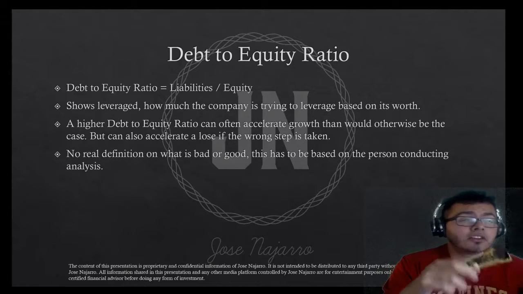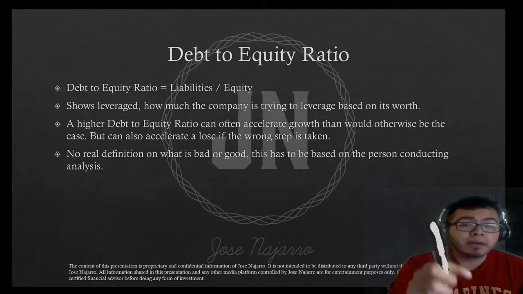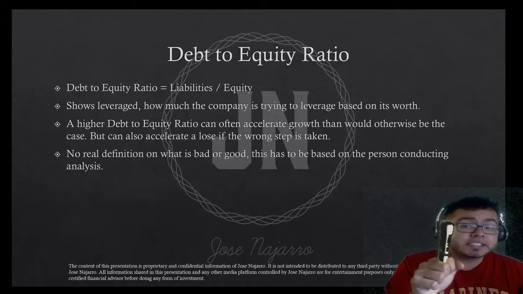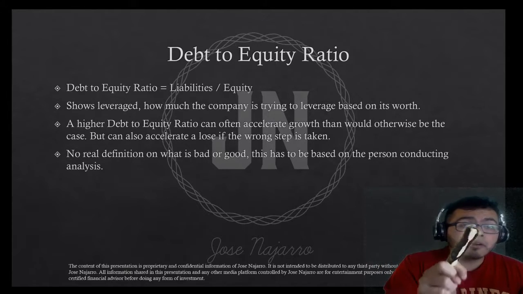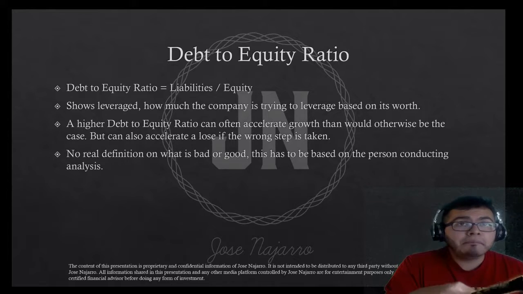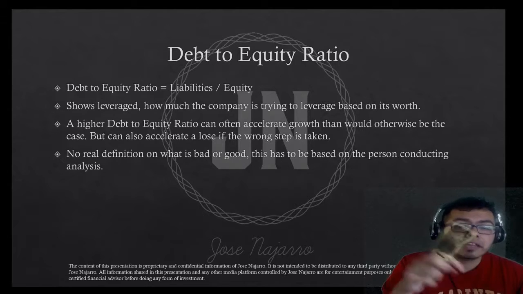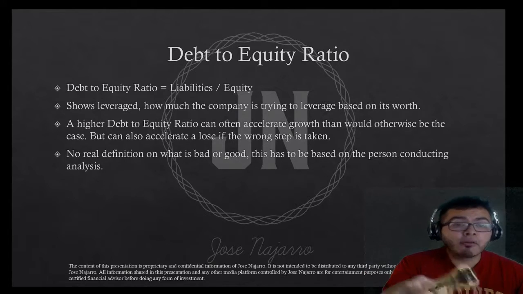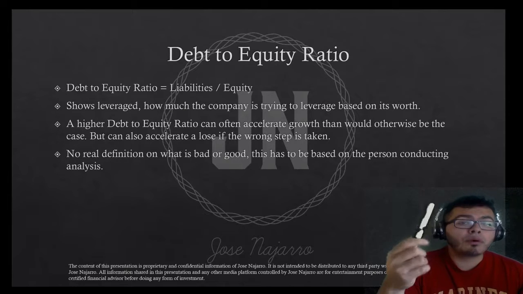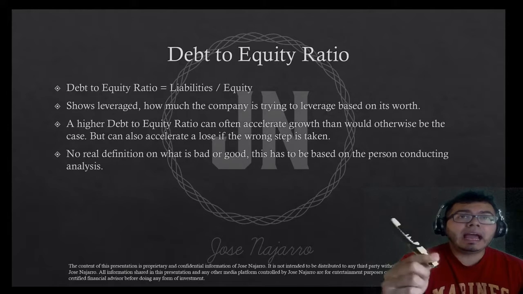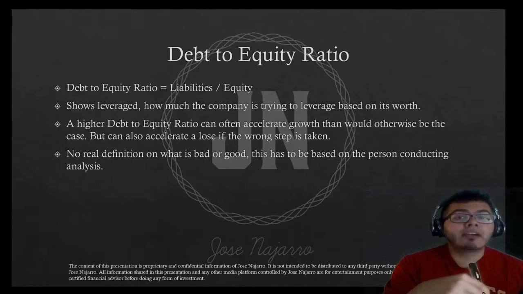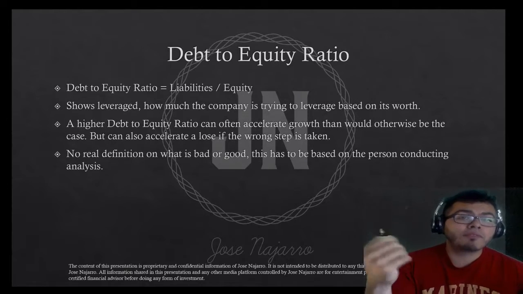But now let's take a look at my debt to equity ratio. My liabilities, like I mentioned, is $60,000, but my equity is $40,000. So I do 60,000 divided by 40,000, and that should give me a 1.5 ratio. So that means I'm leveraging my current equity by an extra 1.5.